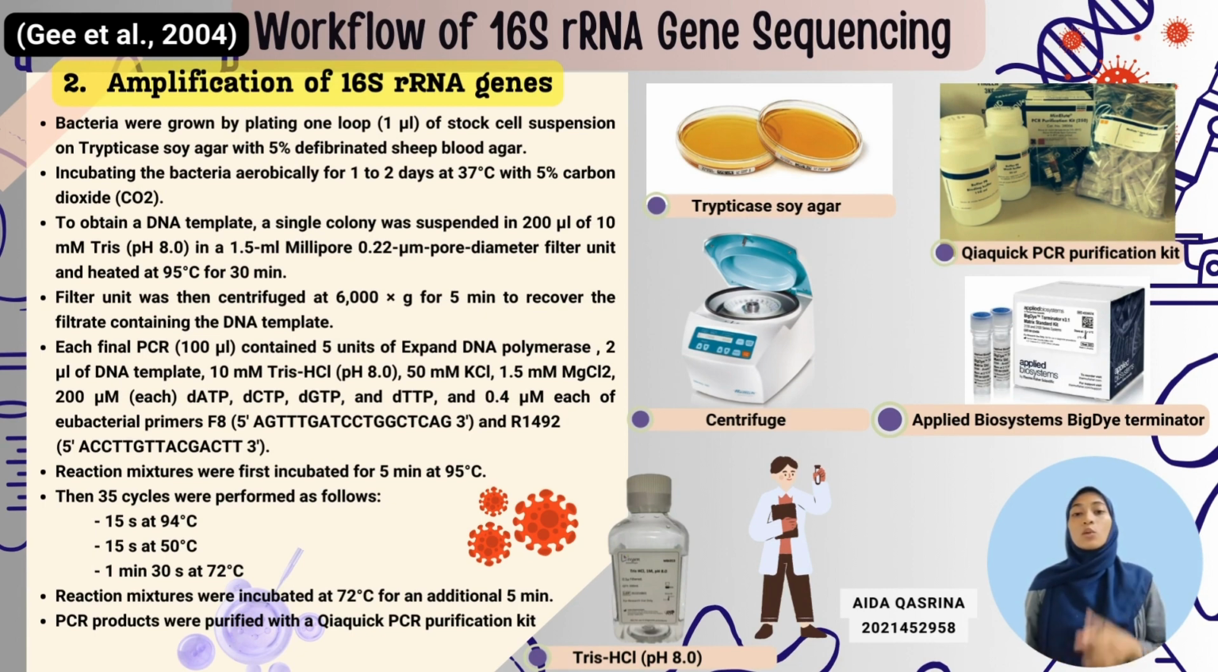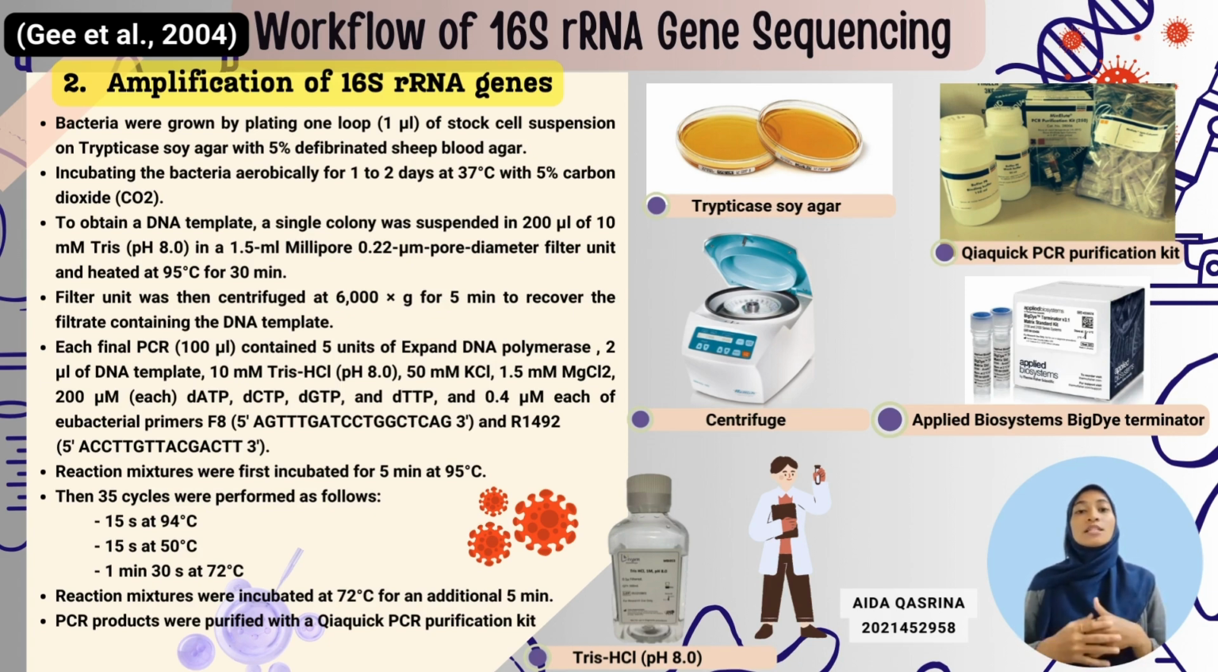Bacteria were grown by plating 1 loop or 1 microliter of cell suspension on trypticase soy agar with 5% defibrinated sheep blood and incubating the bacteria aerobically for 1 to 2 days at 37 degrees Celsius with 5% carbon dioxide. To yield a DNA template, a single colony was suspended in 200 microliters of 10 millimolar Tris at pH 8 in a 1.5 ml Millipore 0.22 micrometer pore diameter filter unit, heated at 95 degrees Celsius for 30 minutes. The filter unit was centrifuged at 6,000 times g for 5 minutes to recover the DNA template filtrate.